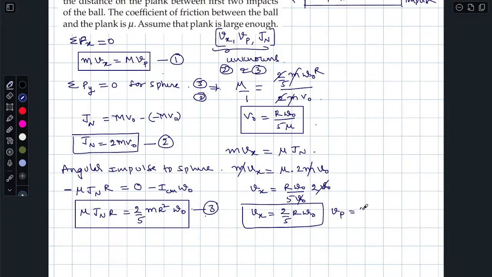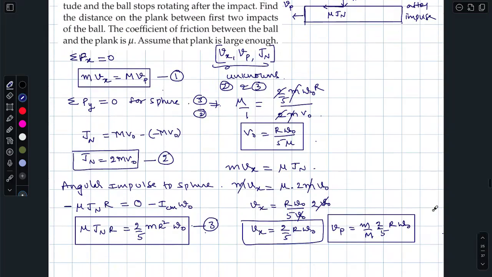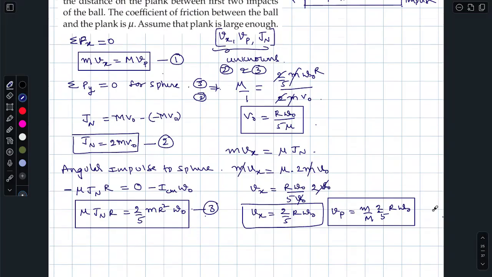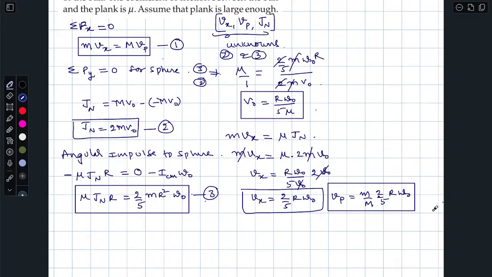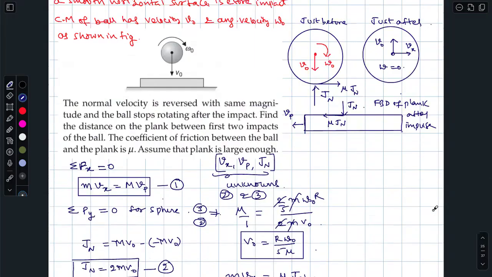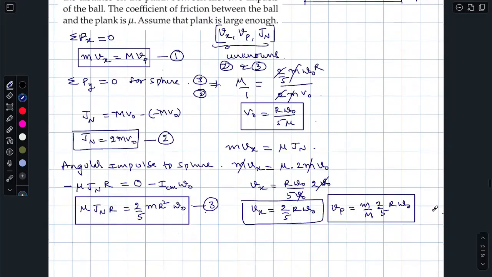Vp is small m by capital M times 2/5 r omega naught. Right. Please confirm I have Vx, I have Vp, even I have Jn. That's all. But that is not the question. What the question is asking is, find the distance on the plank between first two impacts of the ball.